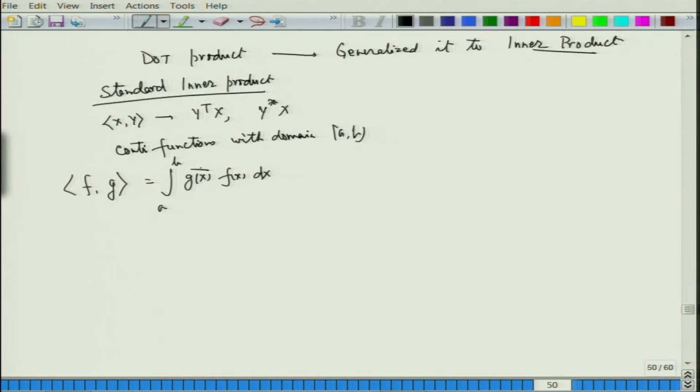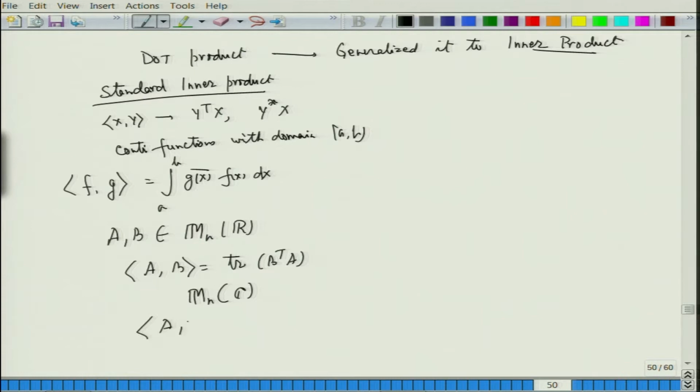So, bar for the complex, fine. If I have two matrices A and B belonging to Mn of R, then I had the notion of inner product of A, B as trace of B transpose A. If they are coming from Mn of complex numbers, then the standard inner product was trace of B star A, and basically they were nothing but the usual standard inner products. So, this is what the standard inner products were.